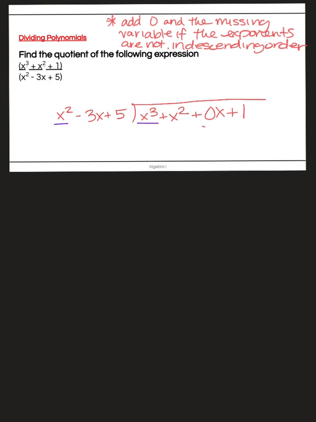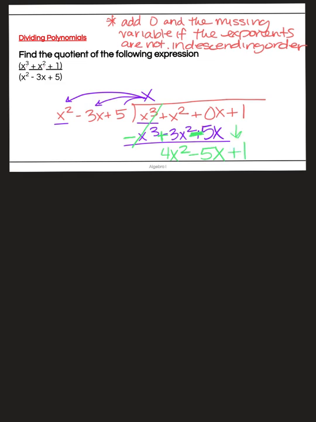x squared times what is going to give me x cubed? That's going to be x. So x times x squared, x cubed. x times negative 3x is going to be negative 3x squared. And then x times 5 is going to be a positive 5x. So remember, I'm going to change my sign for all of them. So this is minus, because this is how I'm subtracting. This becomes a plus, and then this is minus. So x cubed minus x cubed cancels. x squared plus 3x squared is going to give me 4x squared. And then 0 minus 5x is going to give me negative 5x. Then I'm going to bring down the plus 1.